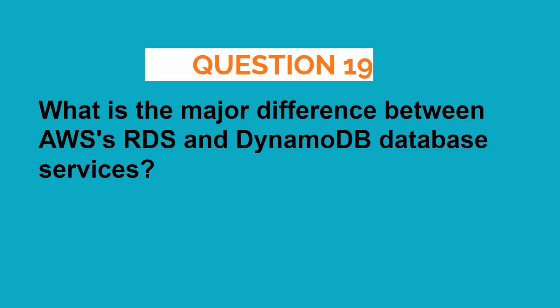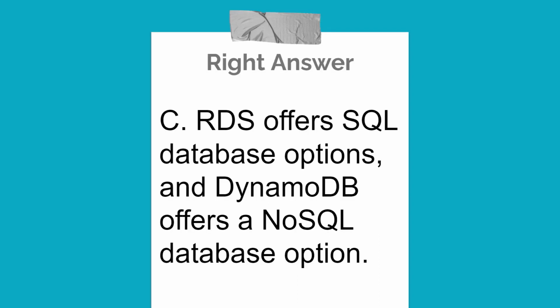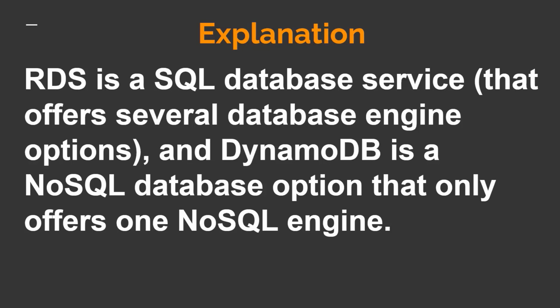Question 19. What is the major difference between AWS RDS and DynamoDB database services? Option A. RDS offers no SQL database options and DynamoDB offers SQL database options. B. RDS offers an SQL database option and DynamoDB offers many no SQL database options. C. RDS offers SQL database options and DynamoDB offers a no SQL database option. D. None of the above. Right answer is C. Explanation: RDS is a SQL database service that offers several database engine options, and DynamoDB is a no SQL database option that only offers one no SQL engine.